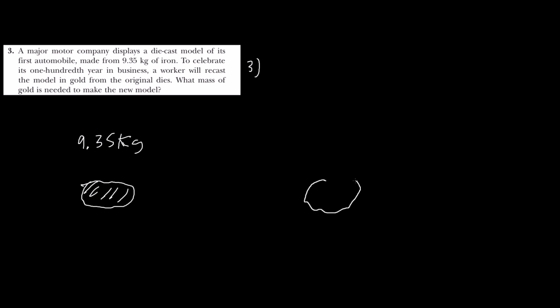He wants to recast the same model. In other words, that implies the same volume. So the volume is going to be the same in gold. So what mass is that model? Before we do this, let's look up the density of the iron and the density of the gold.